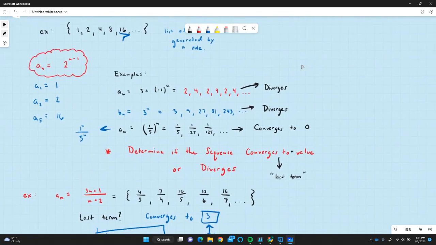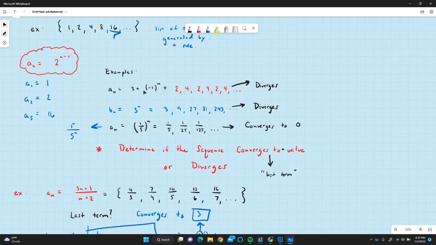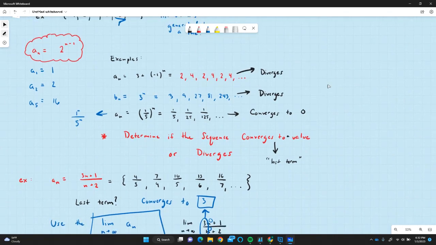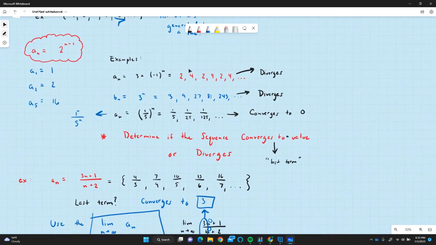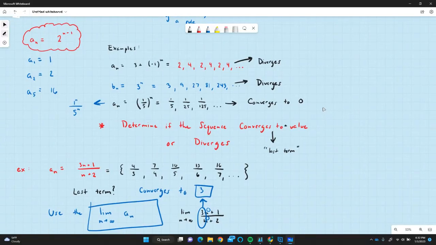Okay, so here are some examples of sequences. Here's one that when I plug in 1, 2, 3, 4, whatever, I get the sequence 2, 4, 2, 4, 2, 4, which alternates. This is a cool sequence that alternates back and forth between terms. If I plugged in to the next one, I would get the sequence 3, 9, 27, 81, 243. By the way, this process is called expanding out the sequence. And in the other one, same thing. When I plug in 1, 2, 3, I get this sequence right here.